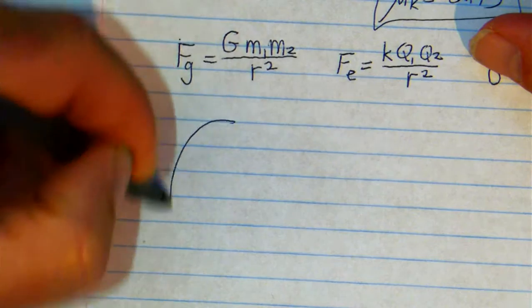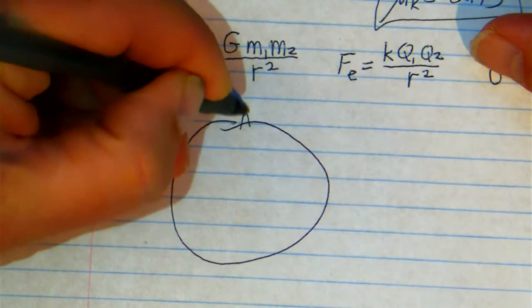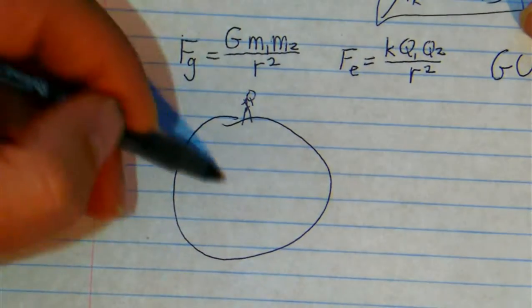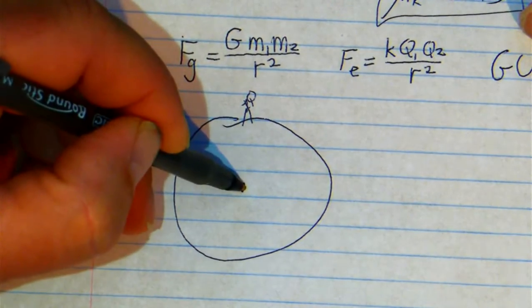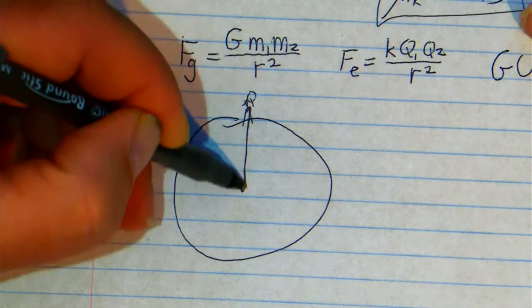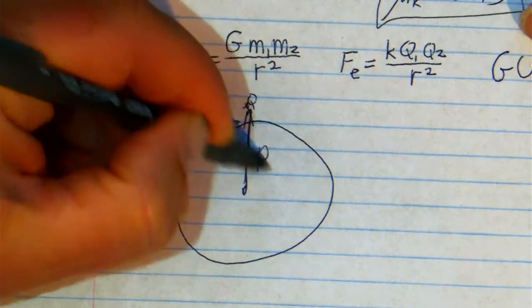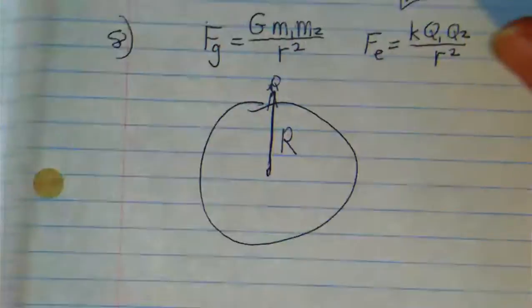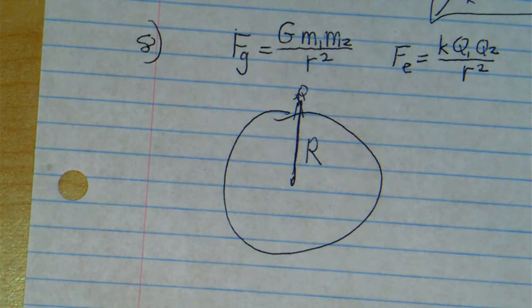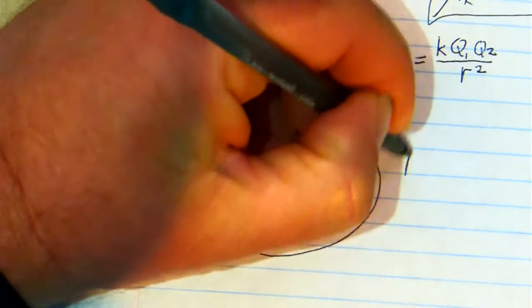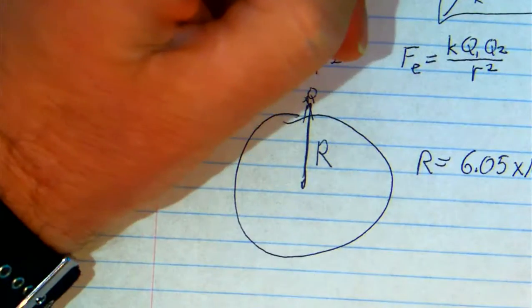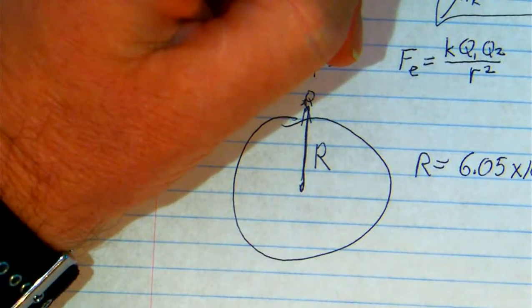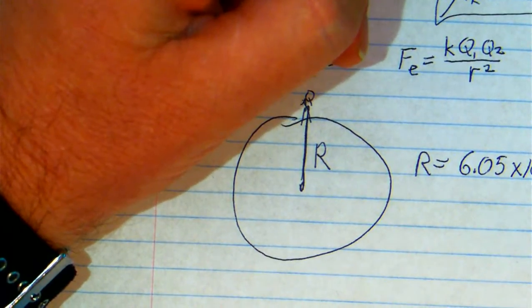As you stand on the surface of a planet, the distance from the center of you to the center of the planet is essentially just the radius of the planet. In the case of Venus on the table, the value listed for Venus was a radius of 6.05 times 10 to the sixth power meters.